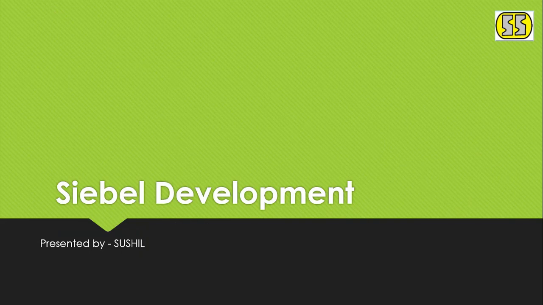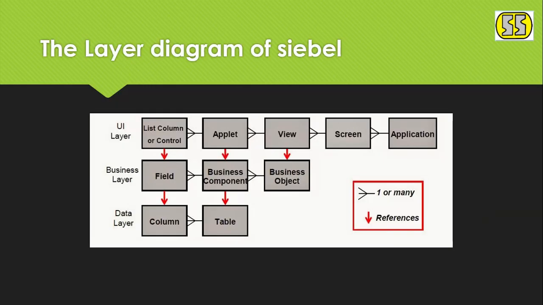Everyone. Today we'll understand the next layer. The next layer is the business logic layer. Last time we understood the data layer, and in the data layer we understood table, column, and index. So all these things we have understood. The next layer is the business logic layer. In the business logic layer, we implement all our business logic.